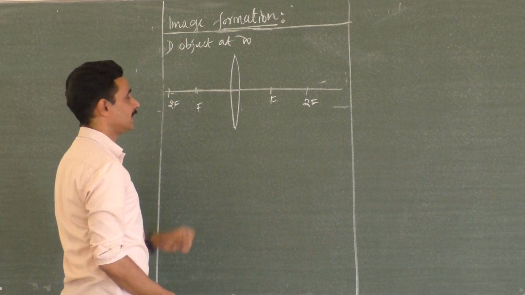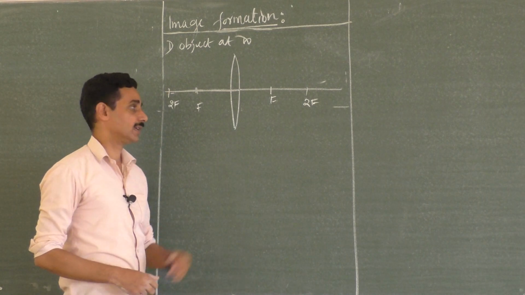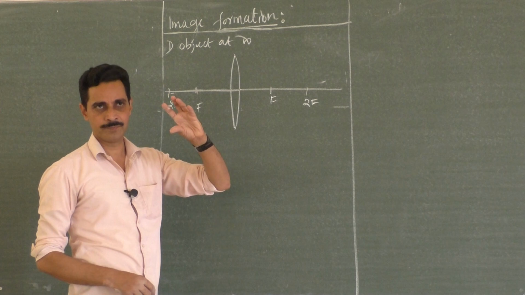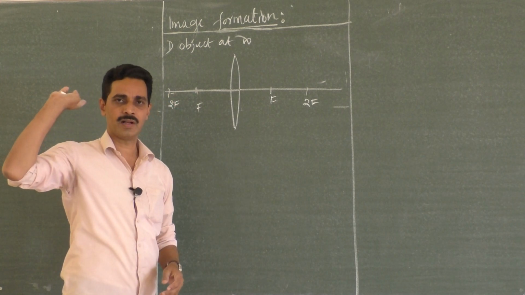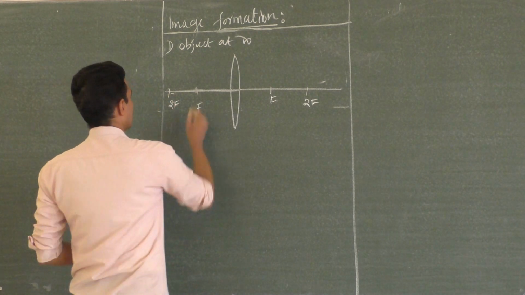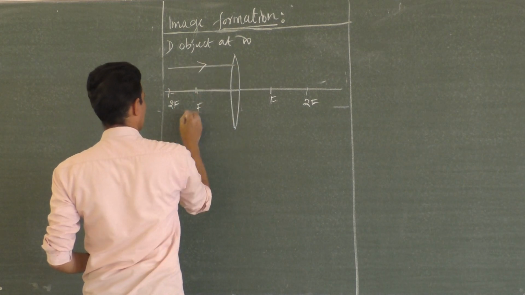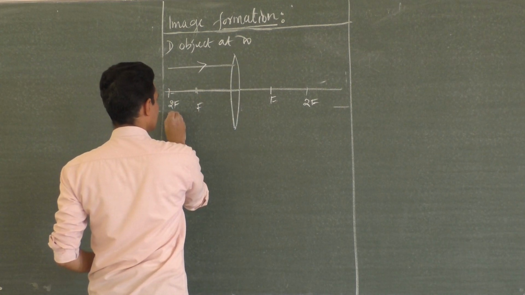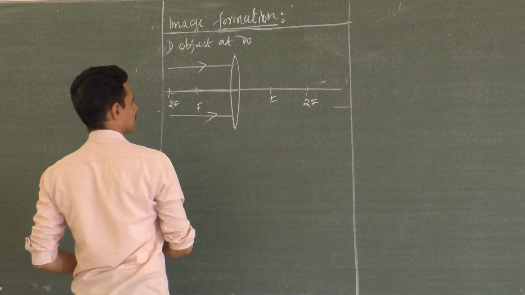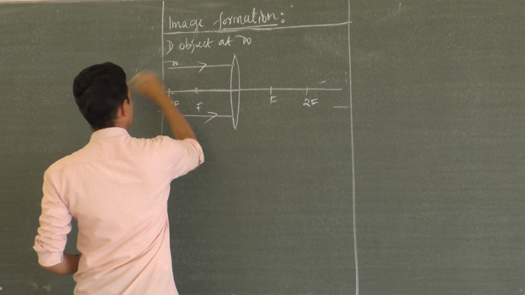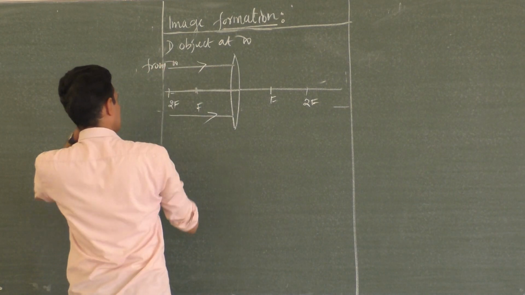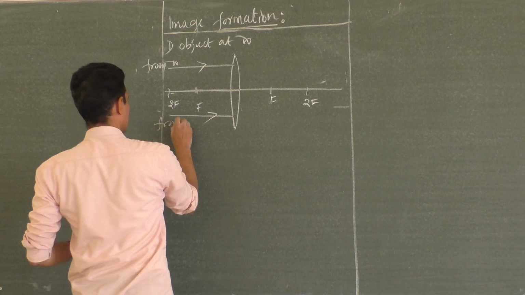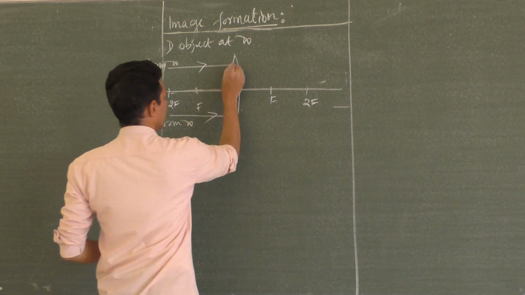Now, what do you mean by object at infinity? At a very far away distance. Compared to the size of the lens, the object is at a far away distance. So you can take parallel rays of light like this. When parallel rays of light are incident on a lens, they are coming from infinity, because it is very far away, and they meet at the focus.